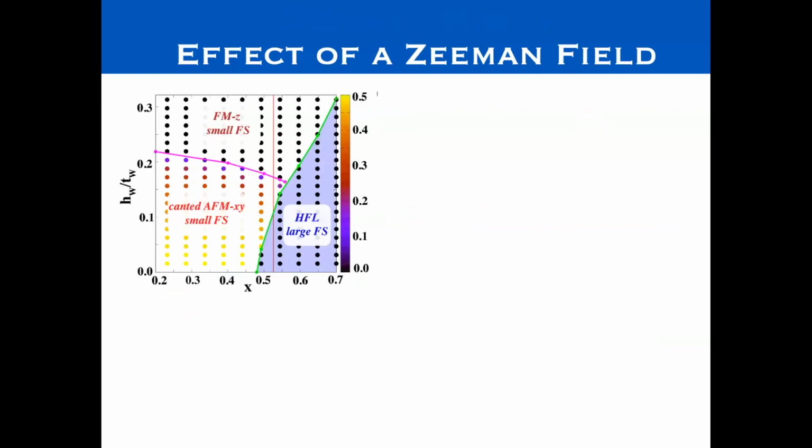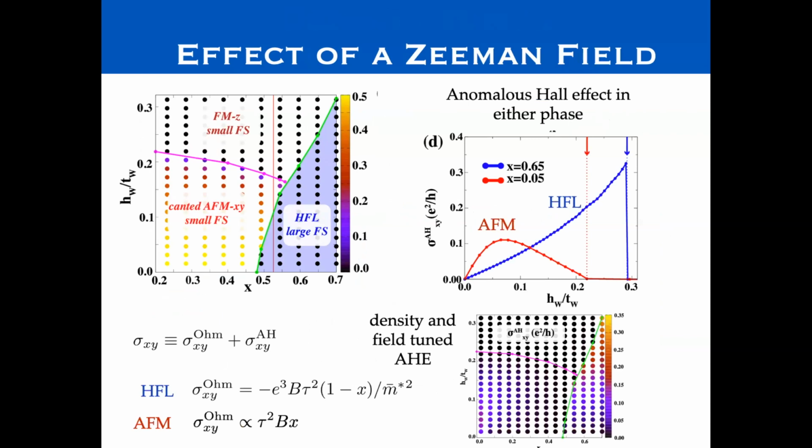Okay, so if you now apply magnetic field, to try to connect to the experimental observations, you can get out of the heavy Fermi liquid state or this magnetically ordered state via inducing a ferromagnet, and actually, as soon as we turn on the magnetic field, this topological gap opens.